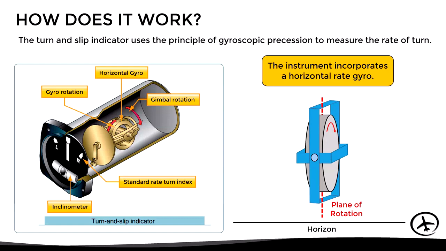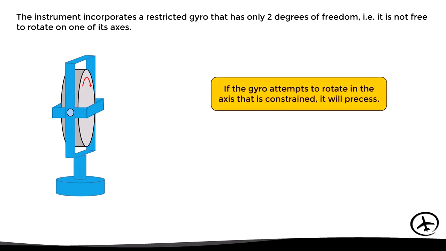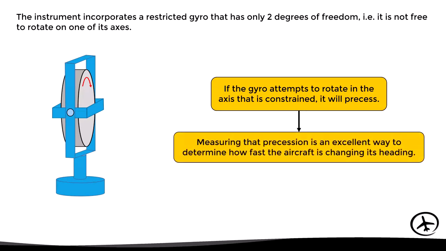However, the difference is that this is not a free gyro, since it has only 2 degrees of freedom, which means that it is not free to rotate on one of its axes. And if the gyro attempts to rotate in the axis that is restricted, it will precess. And measuring that precession is an excellent way to determine how fast the aircraft is changing its heading. And that is exactly what the instrument does. But let's see how it does it.